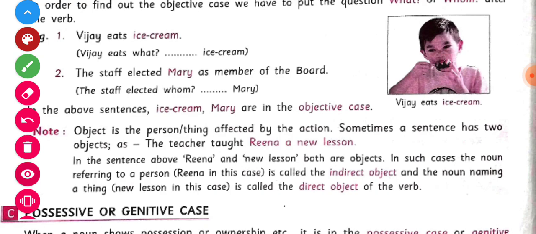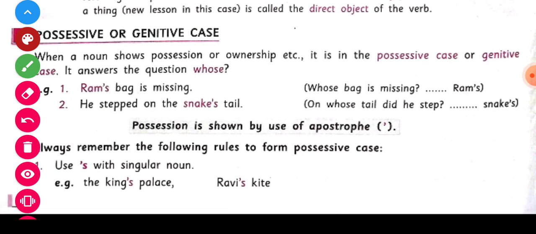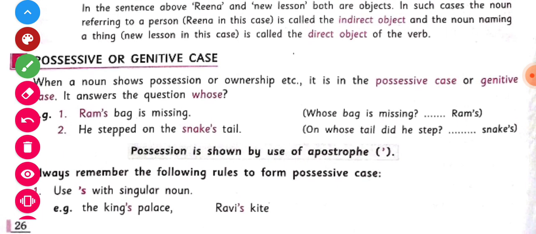Now let's learn about the possessive or genitive case. When a noun shows possession or ownership, it is in the possessive case or genitive case. It answers the question whose.